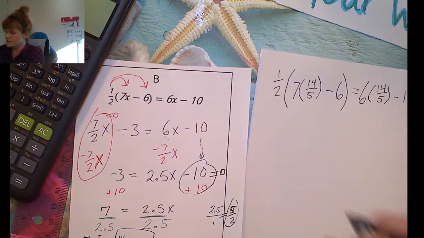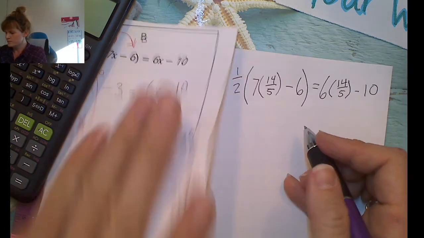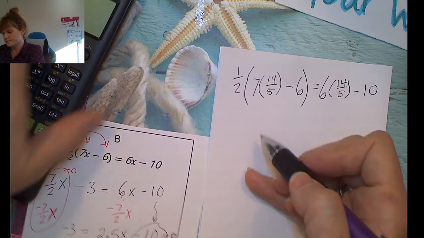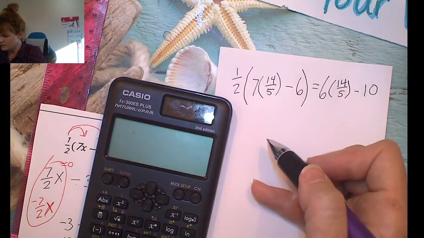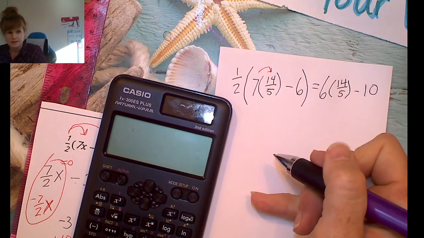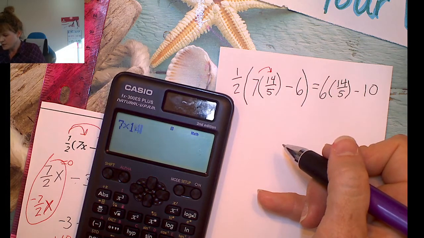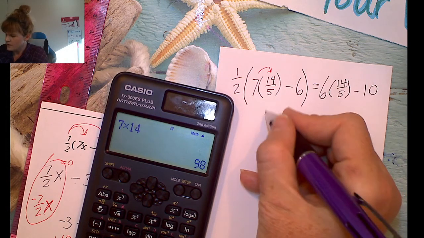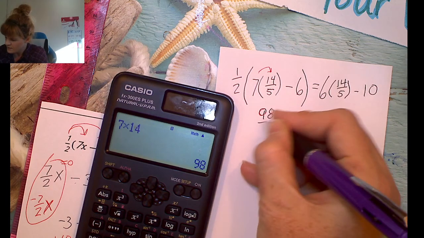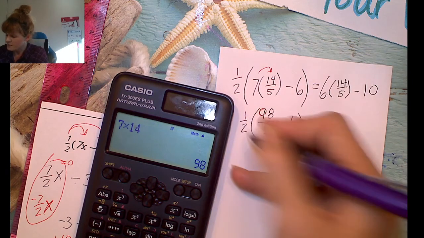Okay, so let me simplify this and see if both sides of the equation are equal. 7 times 14, I don't want to do that in my head. I need to do this multiplication right here. This is 7x, so I need to multiply this. 7 times 14. Okay, that's going to be 98/5 minus 6. And I'll keep that 1/2 there.